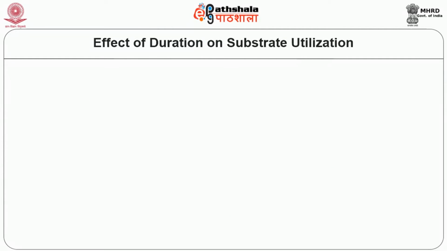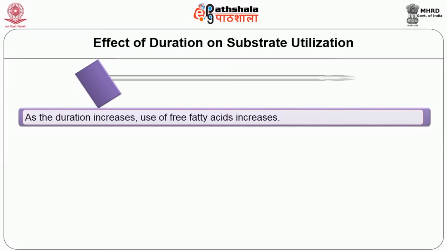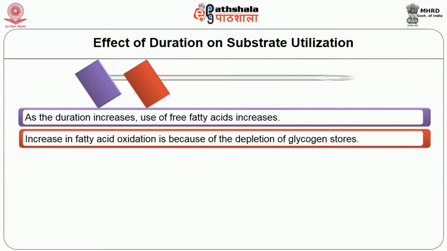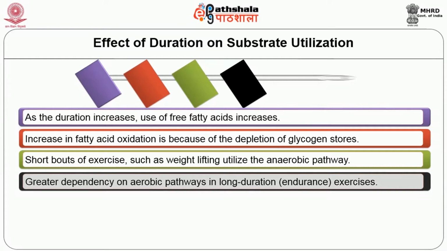Now, effect of duration on substrate utilization. Like I mentioned, it is not just the intensity of the exercise, but intensity has to be clubbed with the duration of exercise. As the duration increases, the use of free fatty acids increases. Increase in fatty acid oxidation is because of the depletion of glycogen stores, and greater dependency on aerobic pathways in long duration endurance exercise. Short bouts of exercise such as weightlifting utilize the anaerobic pathway. There is increased oxidation of fatty acid due to increase in catecholamine and decrease in insulin levels with increasing duration.